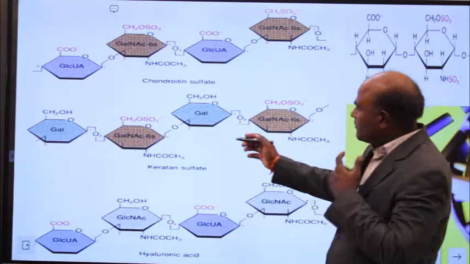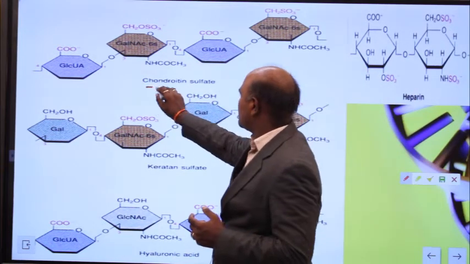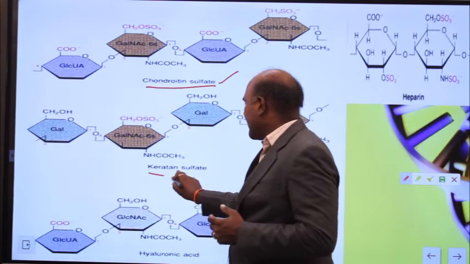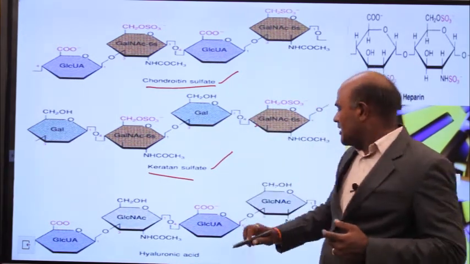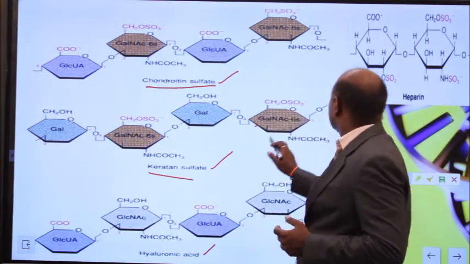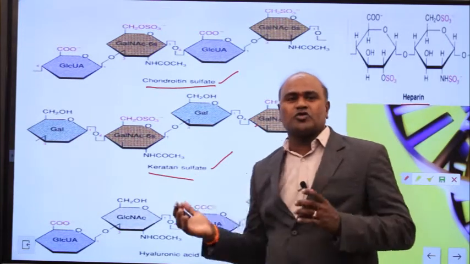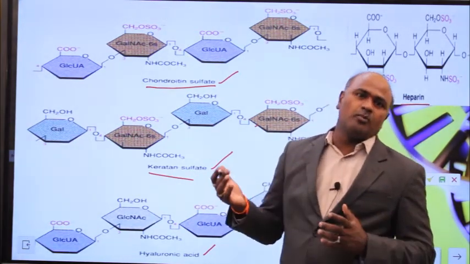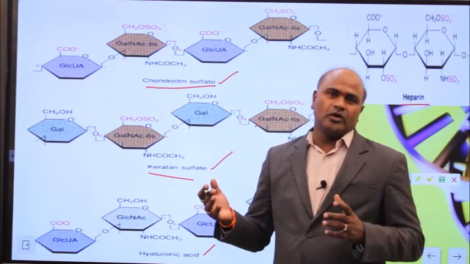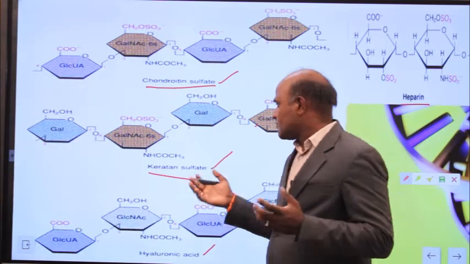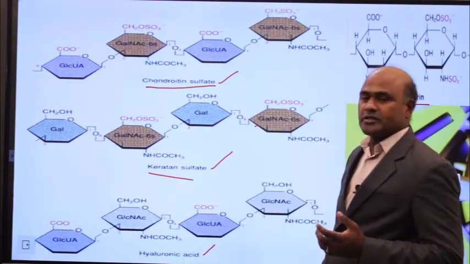This is the structure of chondroitin sulfate. And then this is the keratan sulfate. This one is the chondroitin sulfate, and the next one hyaluronic acid. This is the heparin. This is how these compounds are structured in GAGs, glycosaminoglycans. These are examples based on the classification. You can read the structures.